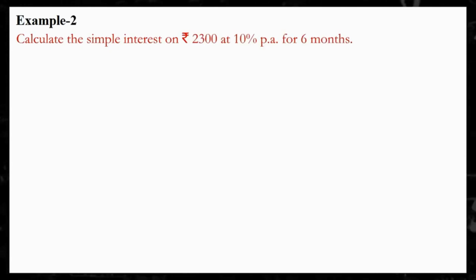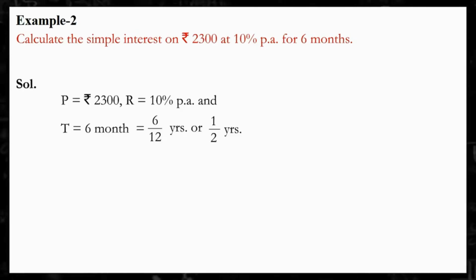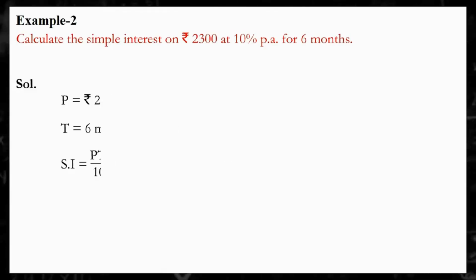Example 2. Calculate the simple interest on rupees 2300 at 10% per annum for 6 months. Solution. P = rupees 2300, R = 10% per annum, and T = 6 months = 6/12 years or 1/2 years. SI = PTR/100 = rupees 2300 × 10 × 1/(100 × 2) = rupees 115.